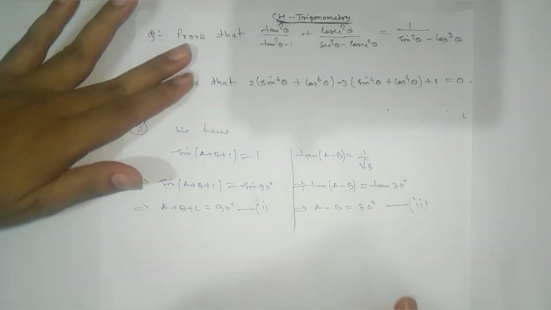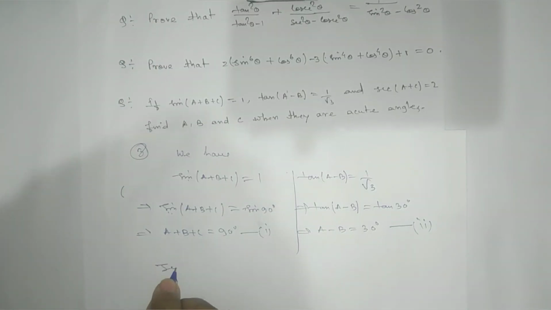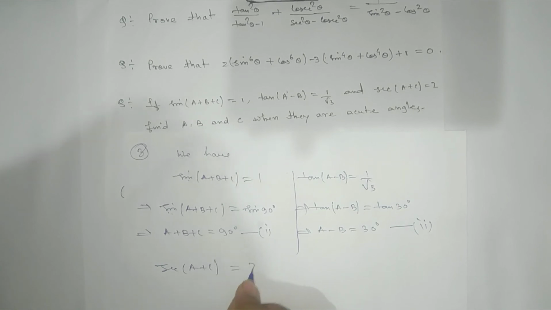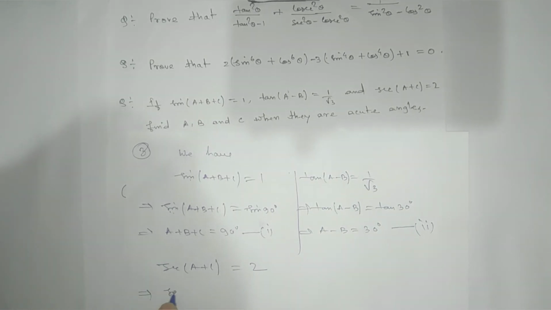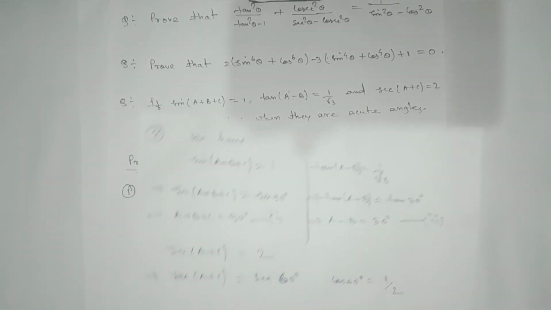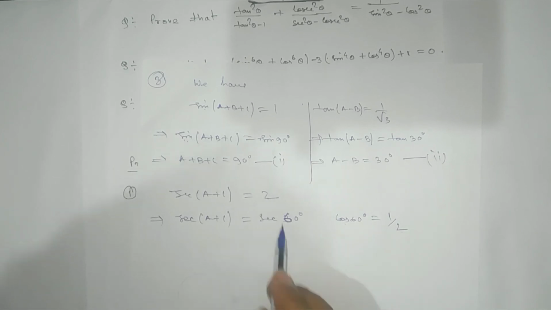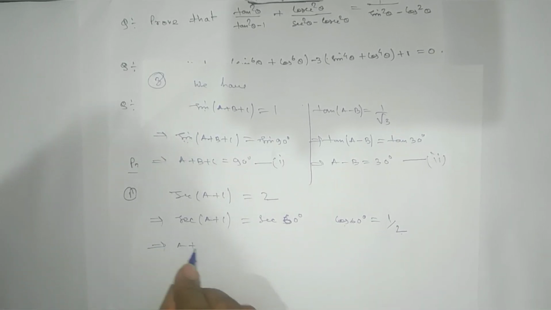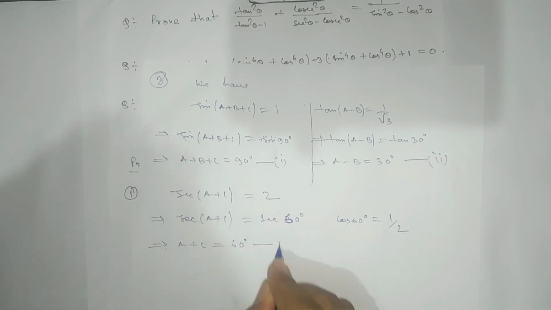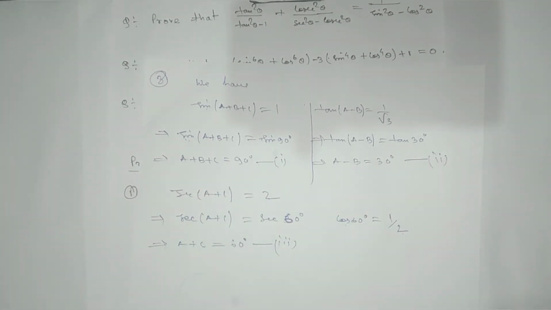Now the third equation, what we have, sec(A plus C) equals 2. So could you guess? Yes, sec(A plus C) equals sec how many? 60 degree. Not 30, 60 degree. Why, sir? Because cos 60 degree will give you half, and the reciprocal of sec is cos only. That means it will give you 2 by 1, and we are getting a 2. So our result is this. That means A plus C equals 60 degree. This is number 3.